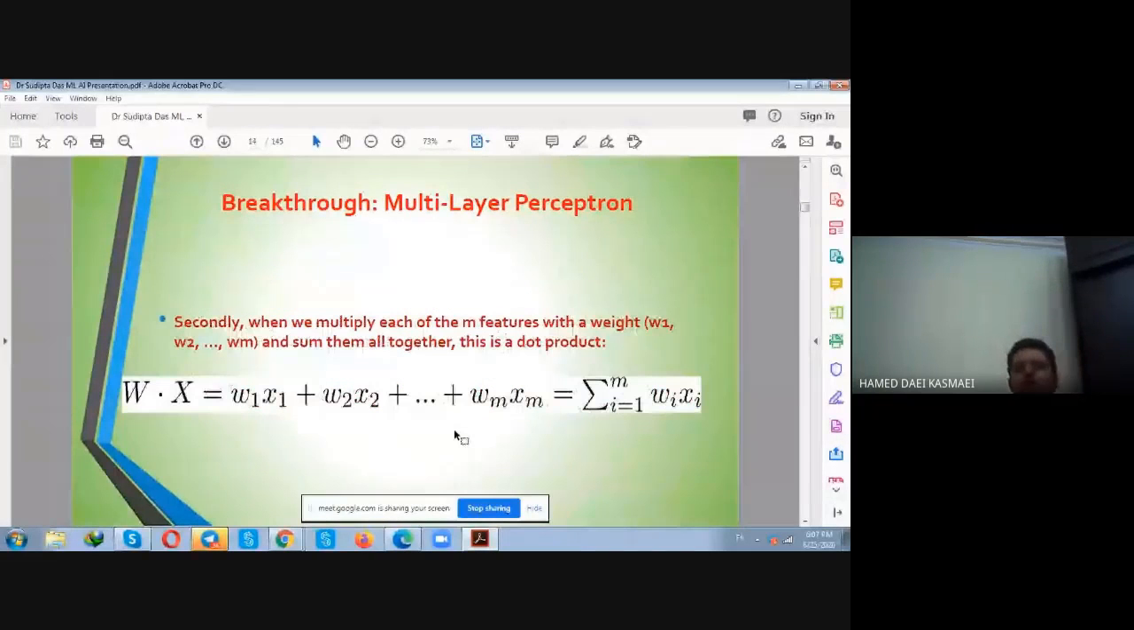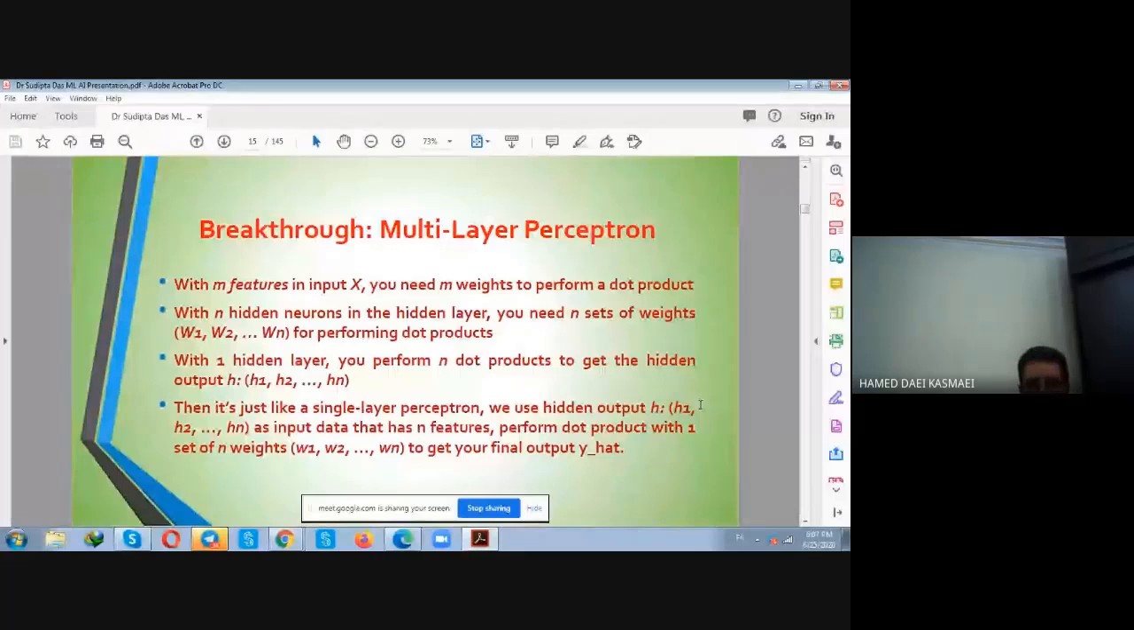So about the multi-layer perceptron, secondly we multiply each of the m features with weights w1, w2, up to wm, and sum them all together. This is the dot product, or scalar product, as you see w dot x, based on this formulation: sigma i from 1 to m of w index i times xi. Then we have all the information here that we have said before.